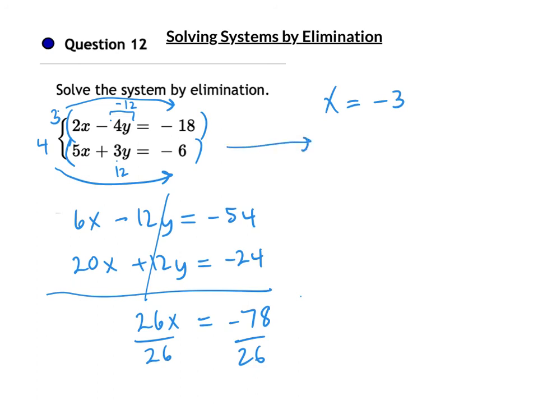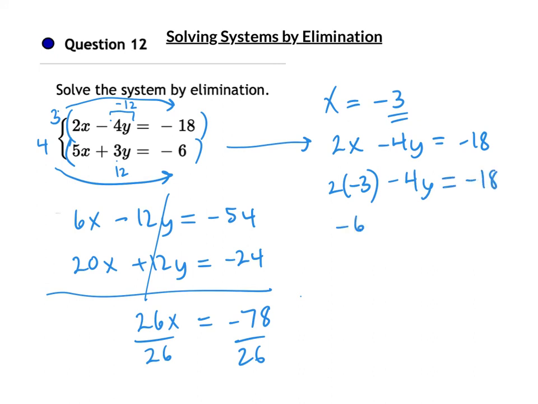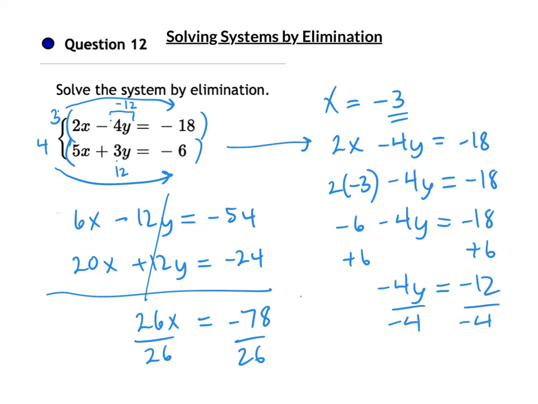Take one of those equations. I'm going to use the top one: 2x minus 4y equals negative 18. Plug in that negative 3 for x. 2 times negative 3 minus 4y equals negative 18. That's negative 6 minus 4y is negative 18. Get the y by itself. Add 6 to both sides. Negative 4y equals negative 12. Divide by negative 4, and y will equal 3. The ordered pair that is a solution to this system of equations is x is negative 3 and y is 3.